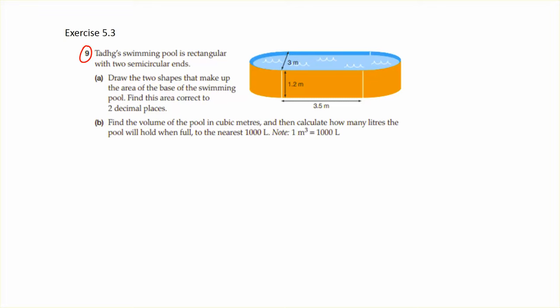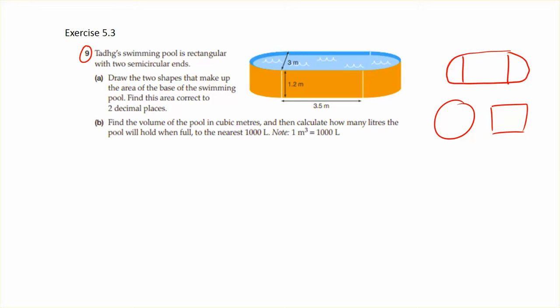Find this area correct to two decimal places. What it's referring to is the overall shape if you look at it from space. If you were a satellite looking down, what's the shape? The shape looks like this, correct? Or you can be creative, because this is a semicircle and this is a semicircle, so essentially you've got a circle and a rectangle in the middle.